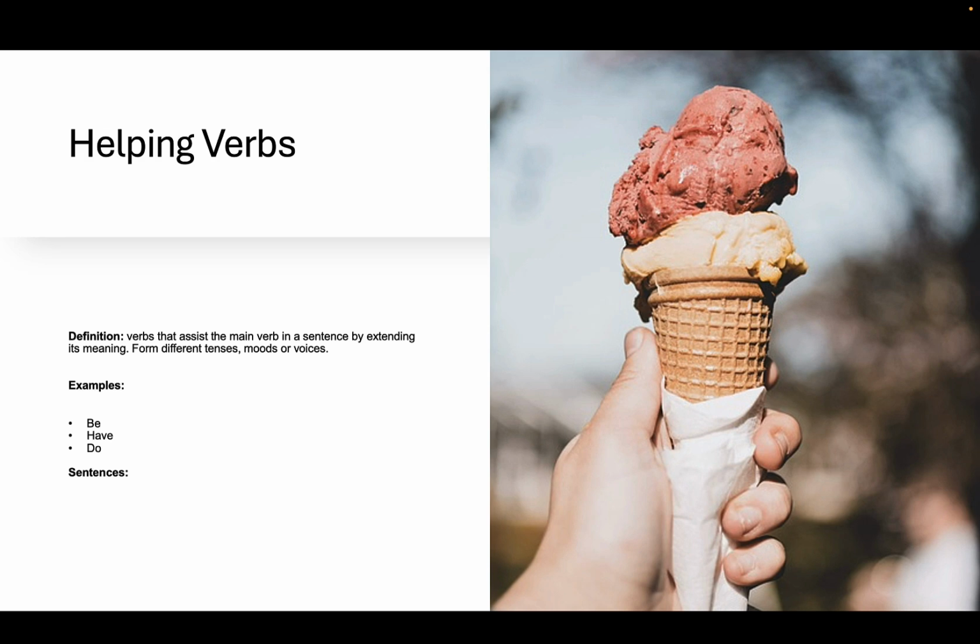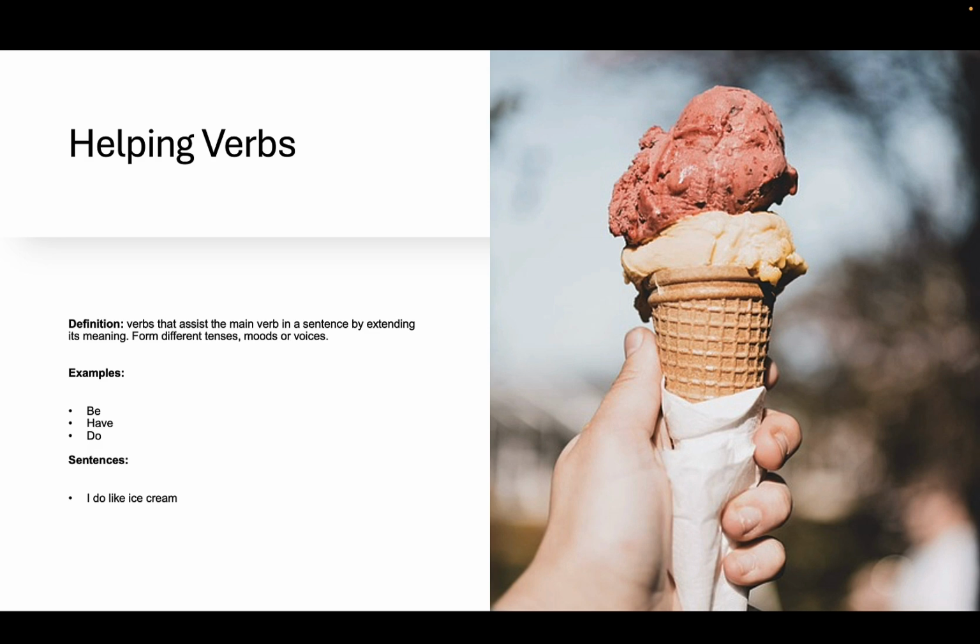They do not have meaning on their own but work together with a main verb to add clarity or detail. As an example, I do like ice cream. What do you think the verb is here? The verb is do, because it assists the main verb in conveying additional meaning or detail about the action, which is like, I do like ice cream.